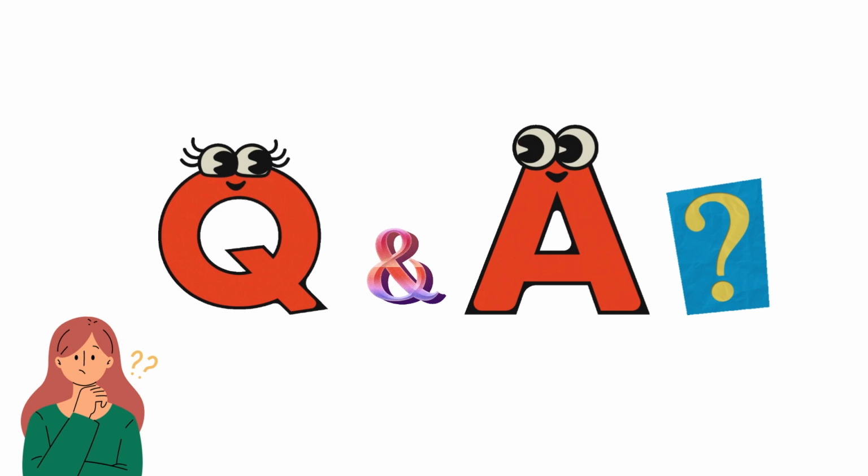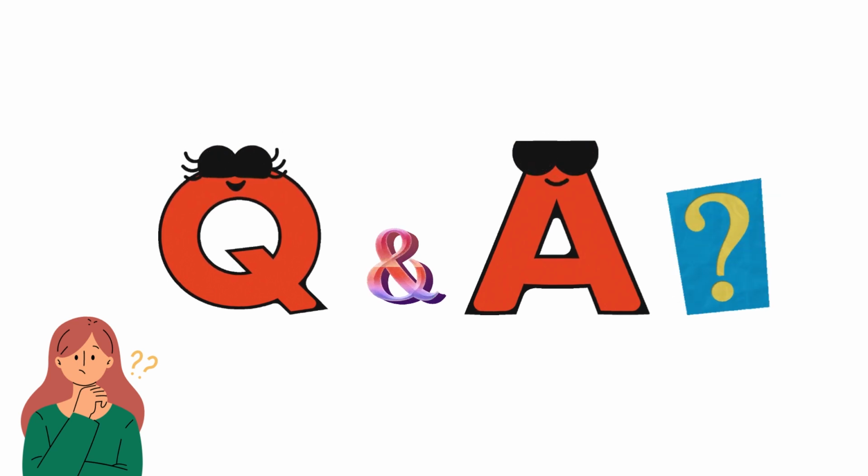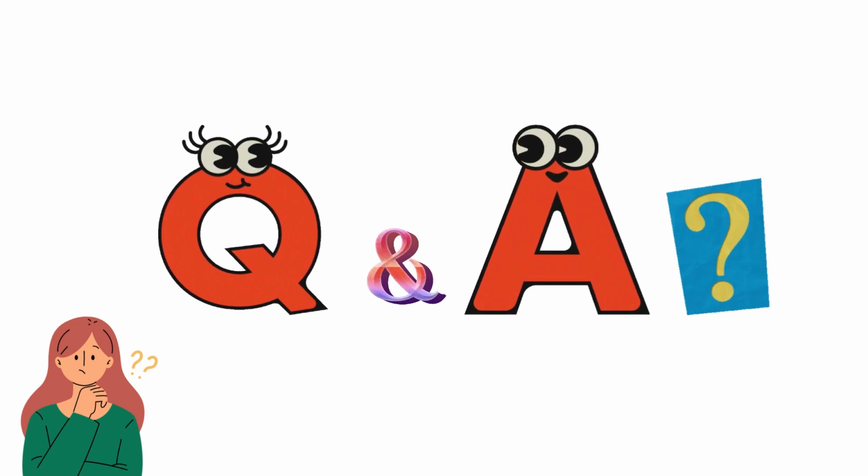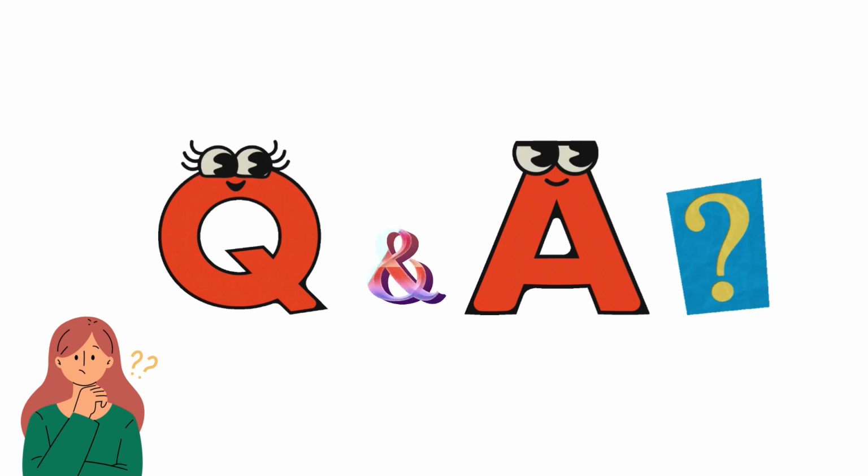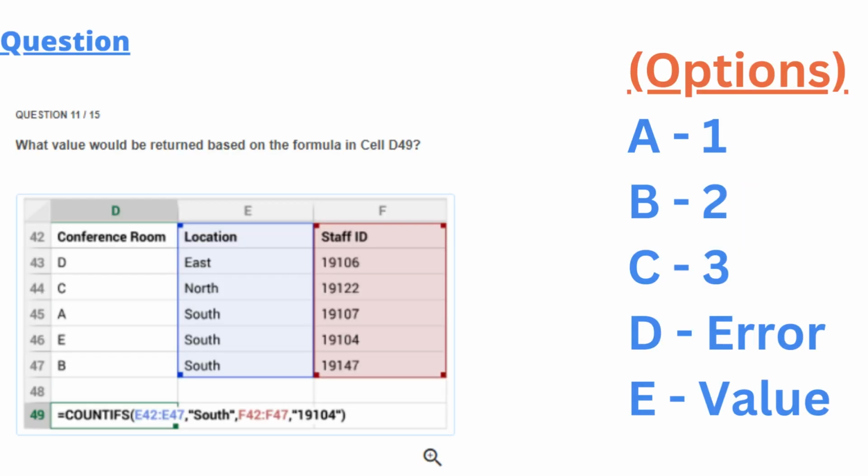In this question and answer series by Class Theta, we will be discussing different questions and their answers. So let's go to the question. Today we have a question: What value would be returned based on the formula in cell D49? We have three rows here, in which are conference room, location, and staff ID, and in the columns we have different values.